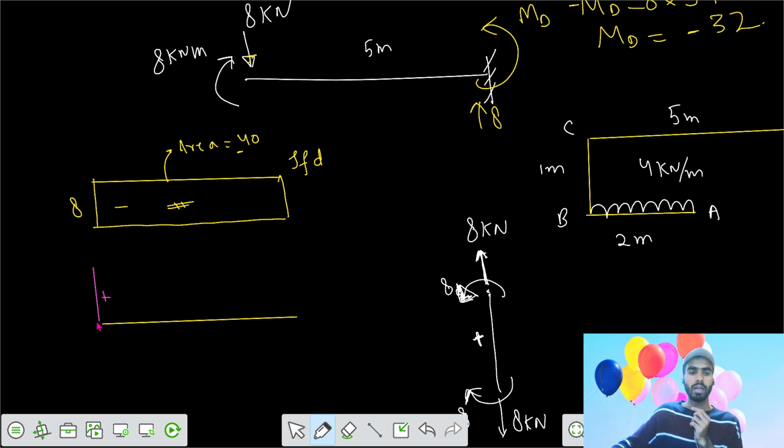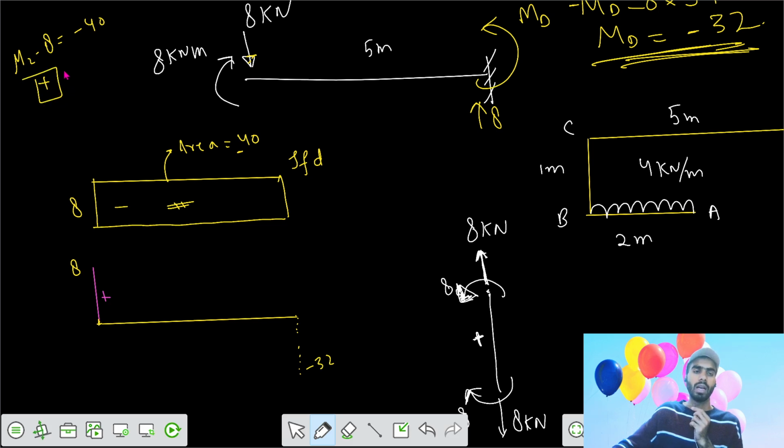So finally, if the value here is 8, you get the final value here as minus 32, because we can say M2 minus M1 equals the area of the shear force diagram. So your value becomes minus 32. That equals the moment at D. It was also minus 32. That means it was clockwise. So if your moment is acting clockwise on the right side of the section, that is a negative moment.